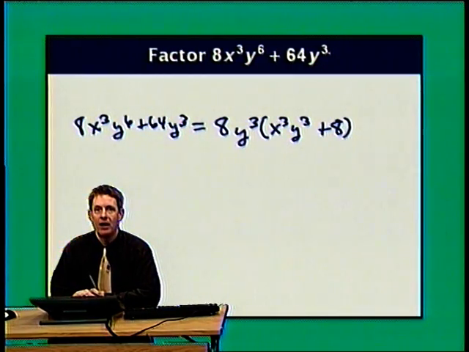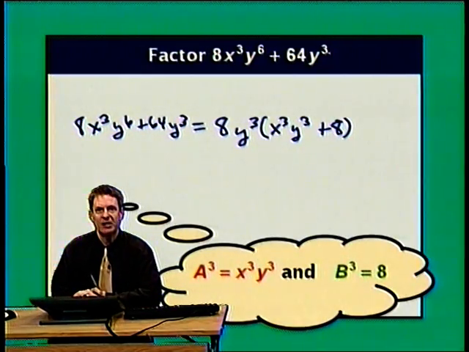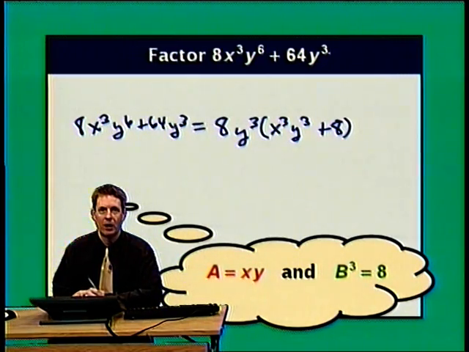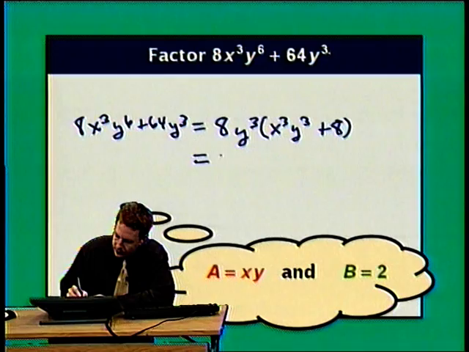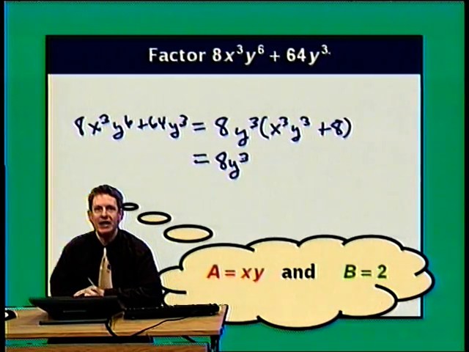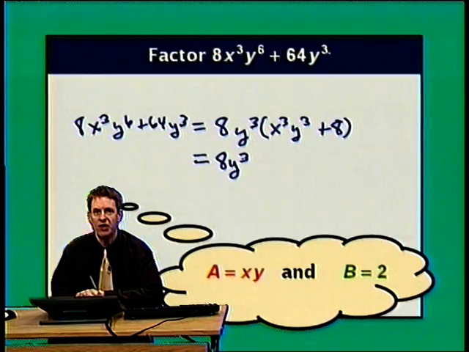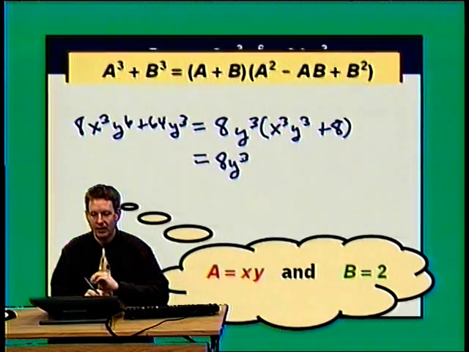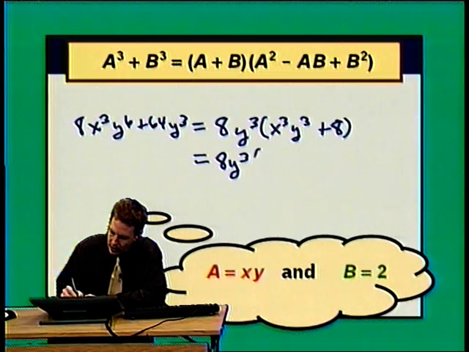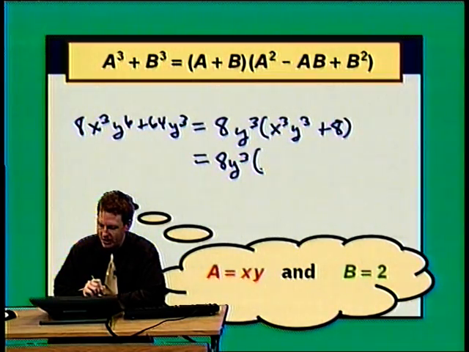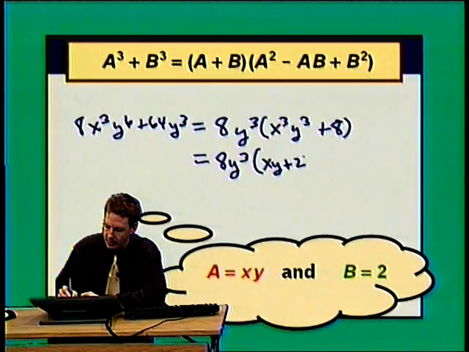Do I now have a sum of cubes? Is there an expression I can cube that gives me x cubed y cubed? Sure, xy. What can I cube that gives me 8? That would be 2. So my a is xy and my b is 2. I find it easiest to factor sums and differences of cubes if I'm actually looking at the formula. So the formula here is a cubed plus b cubed equals a plus b times a squared minus ab plus b squared. So my a plus b is going to be xy plus 2.